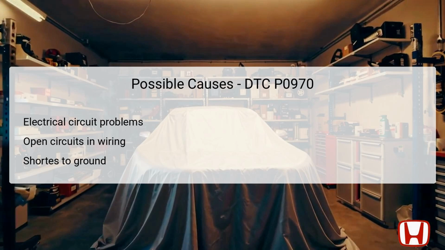Conversely, a short circuit to ground can cause the solenoid to receive incorrect signals, resulting in erratic or no performance. It is essential to understand that this DTC cannot stem from mechanical failures within the transmission itself, but is strictly related to electrical issues. These potential causes should be assessed thoroughly during the diagnosis process.